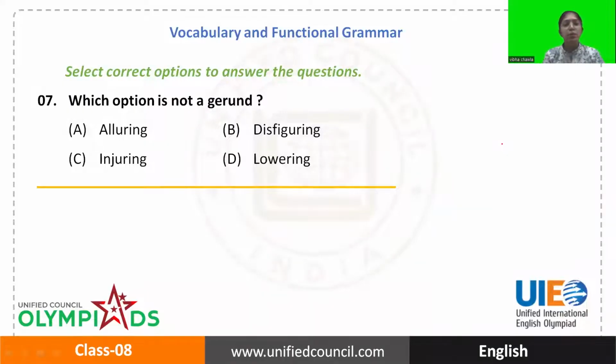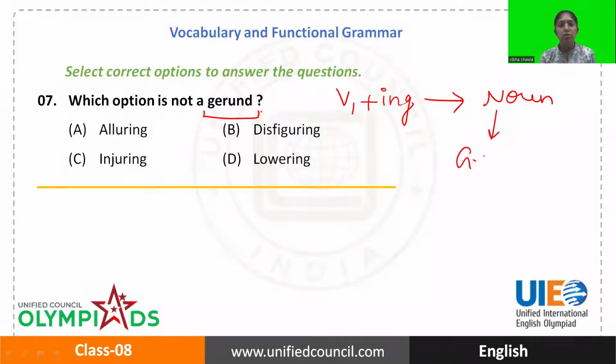Then next up, we have question number 7, which option is not a gerund? So what is a gerund? Options are alluring, disfiguring, injuring, lowering. If you know what is a gerund, I think you have already found the answer. But those who don't know what is a gerund, let me tell you. Gerund is basically when ing form of a verb starts acting as a noun in a sentence, that is called a gerund. We have cooking, sleeping, eating, talking. So when these start acting as a noun in a sentence, that becomes gerund.